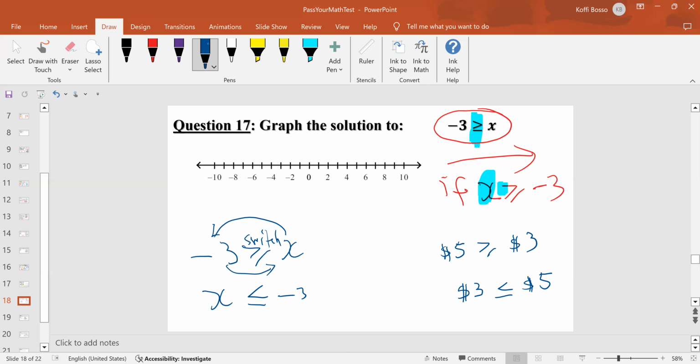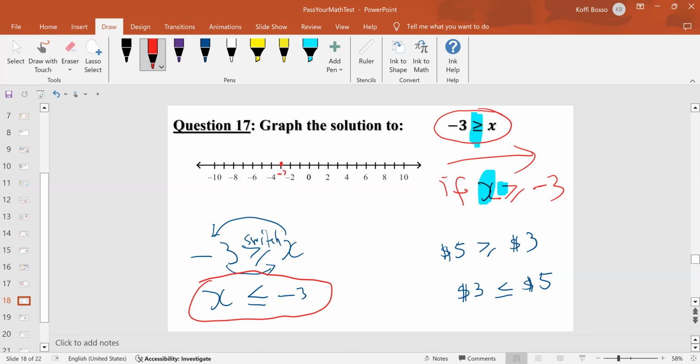So this is telling you that we are looking for numbers such that negative 3 will be greater than those numbers, or if you want to focus on x, such that those numbers will be smaller than negative 3. So first of all, let's figure out negative 3. So negative 3 is here.